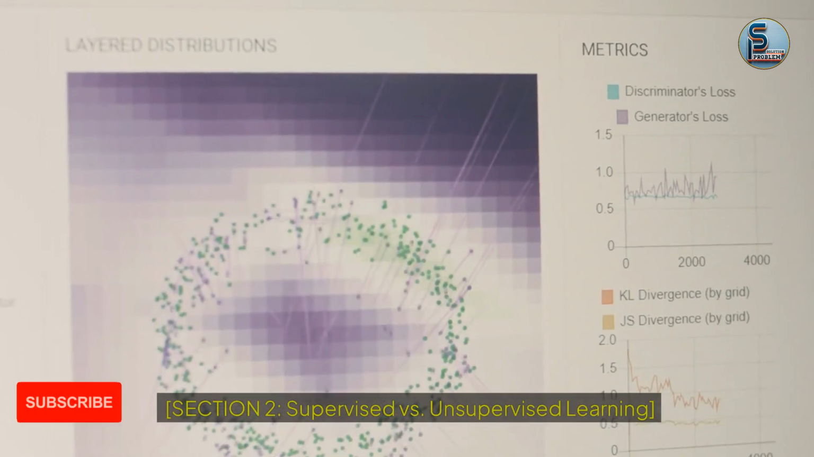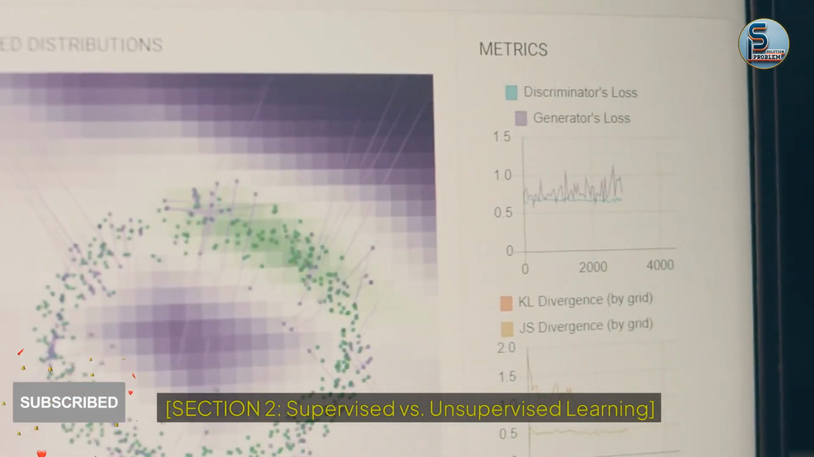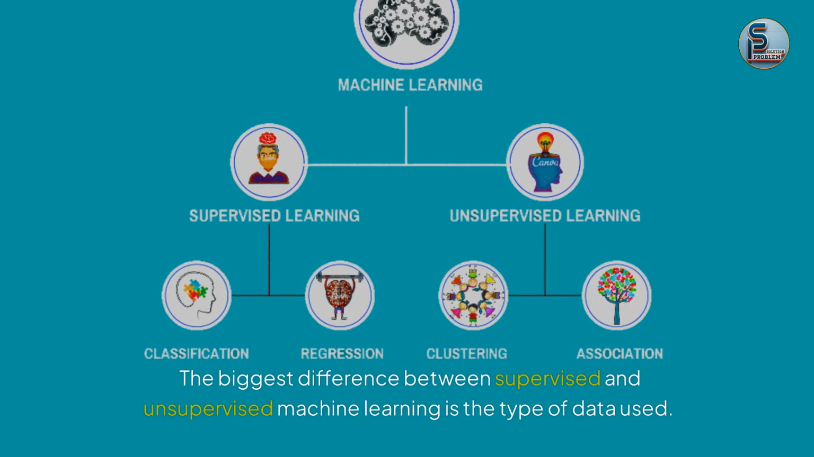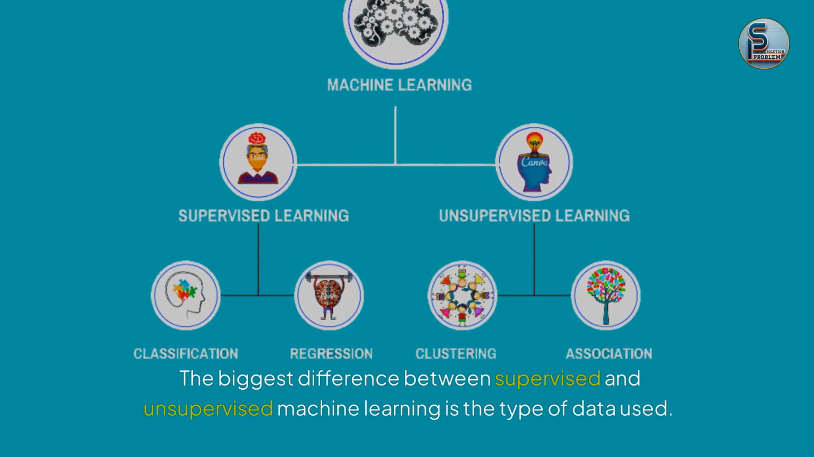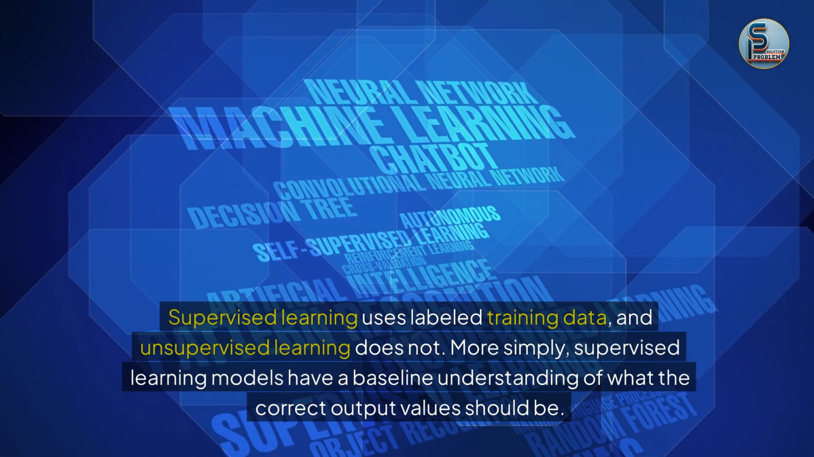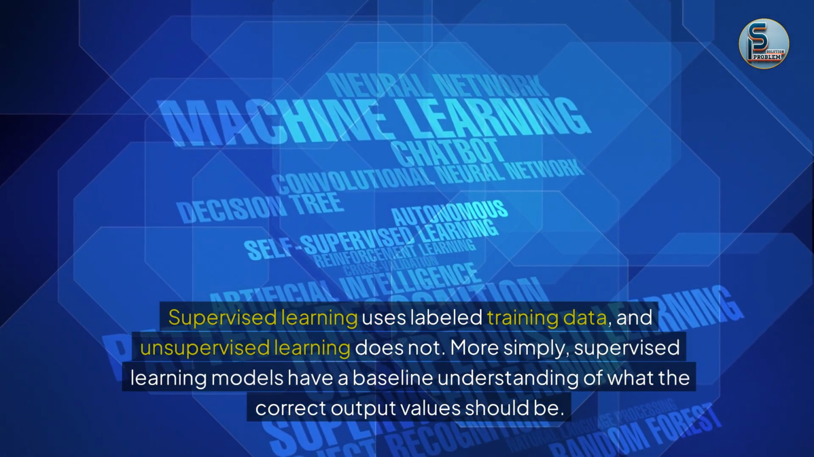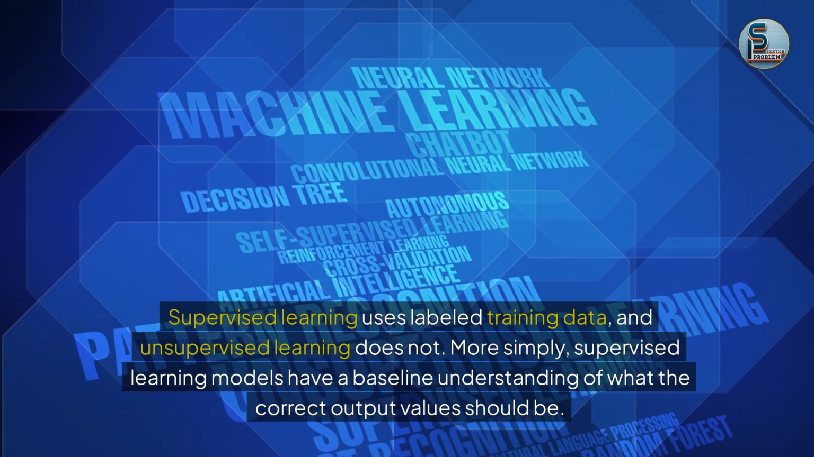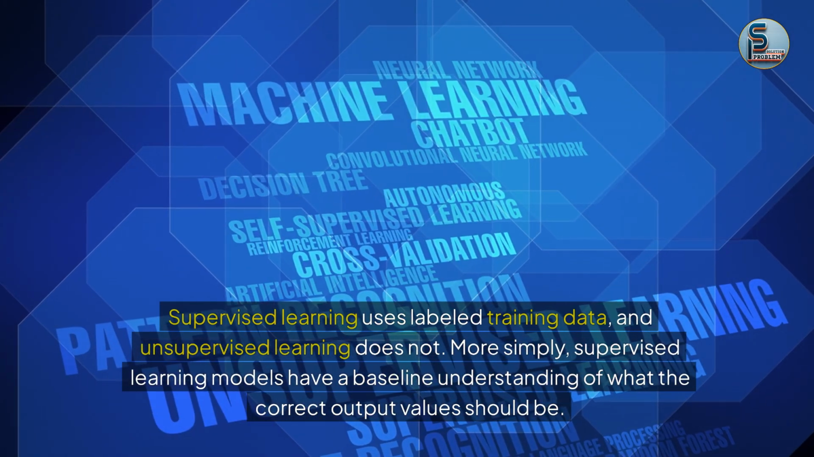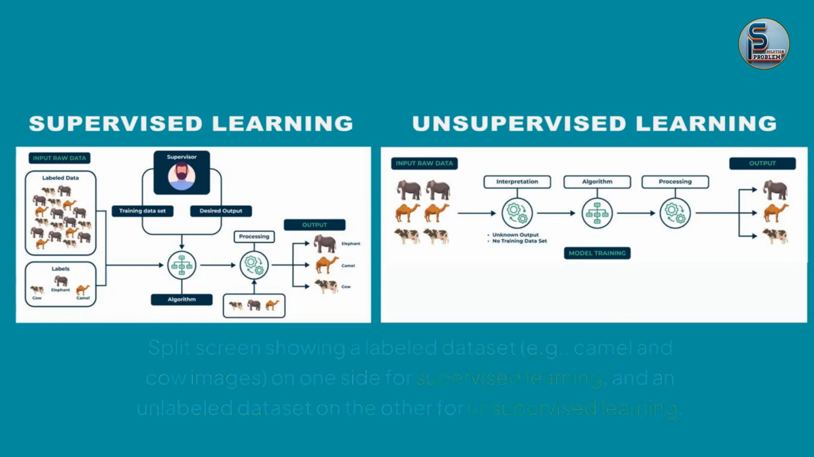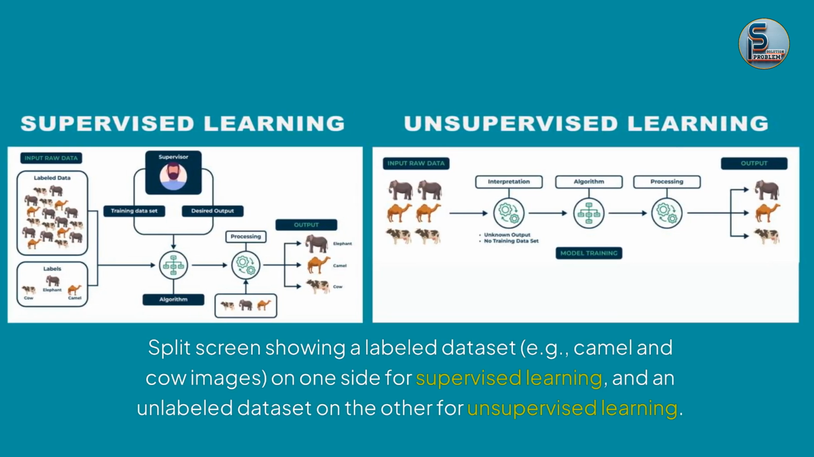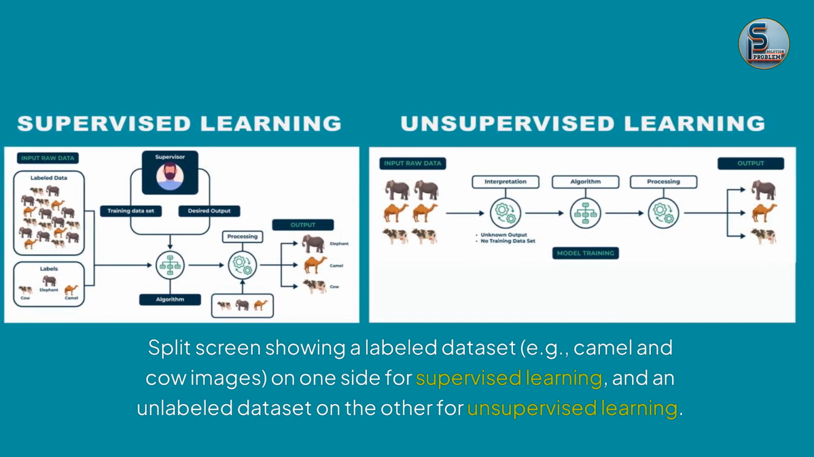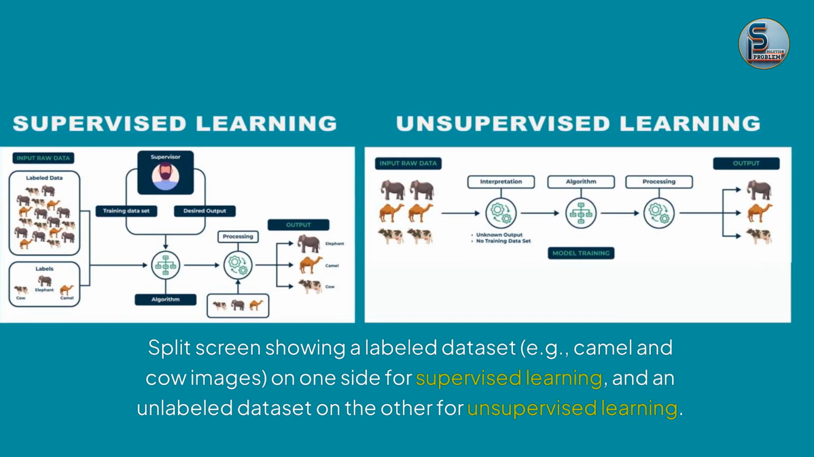Section 2. Supervised versus unsupervised learning. The biggest difference between supervised and unsupervised machine learning is the type of data used. Supervised learning uses labeled training data, and unsupervised learning does not. More simply, supervised learning models have a baseline understanding of what the correct output values should be. Split screen showing a labeled dataset, e.g., camel and cow images, on one side for supervised learning, and an unlabeled dataset on the other for unsupervised learning.